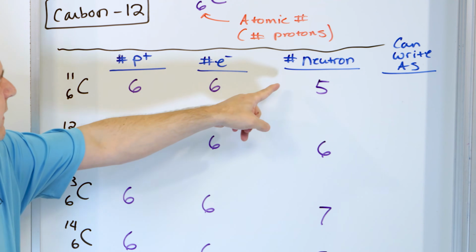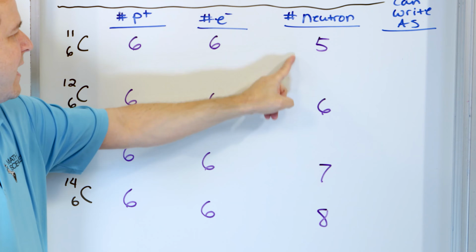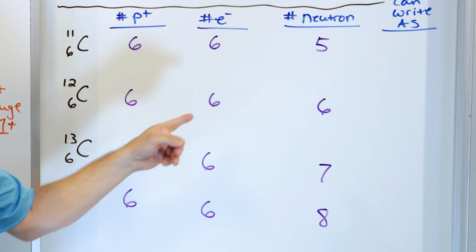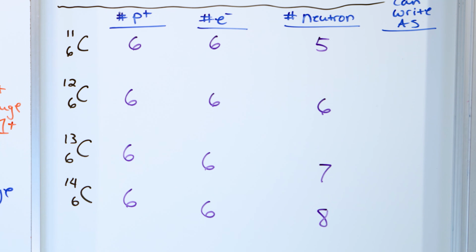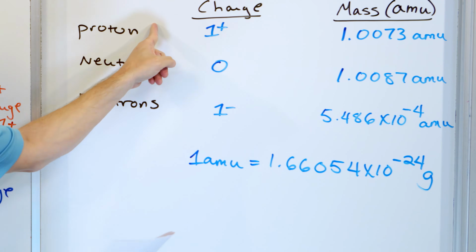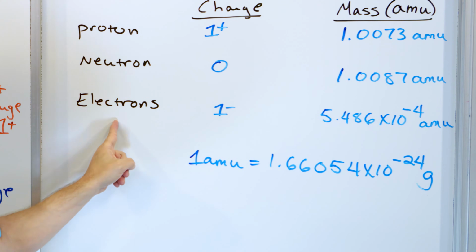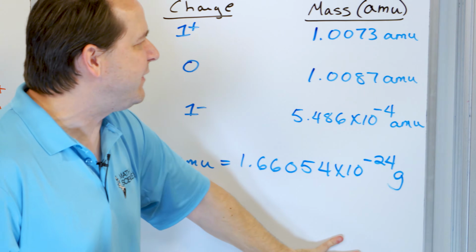The only difference between them is that this one has only 5 neutrons and this one has 8 neutrons, and then you have all these in the middle. So what does this mean? Remember, as far as the atomic masses go, the protons and the neutrons are basically in your mind about 1 atomic mass unit. The electrons are totally negligible. They don't have any mass.